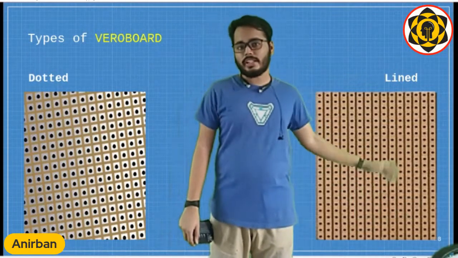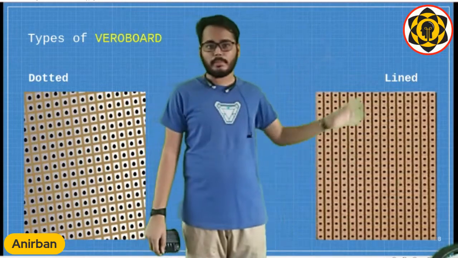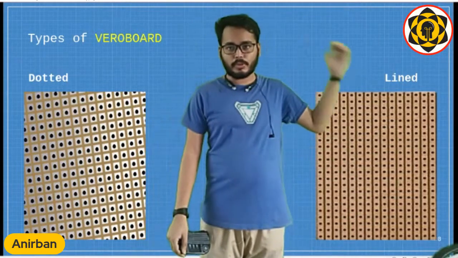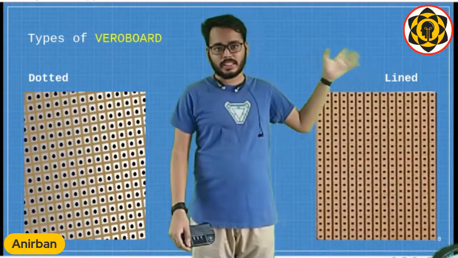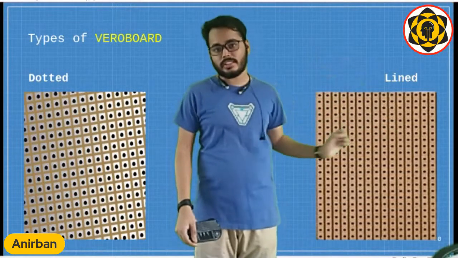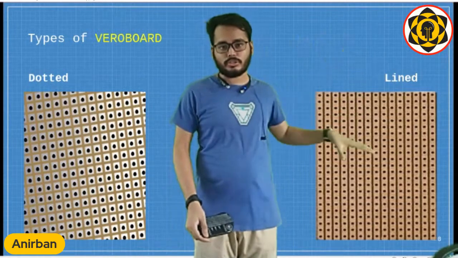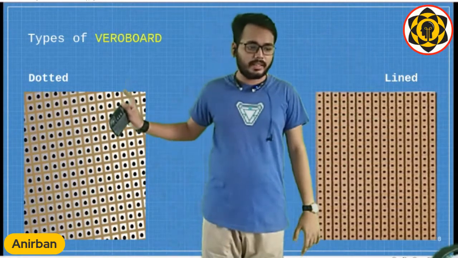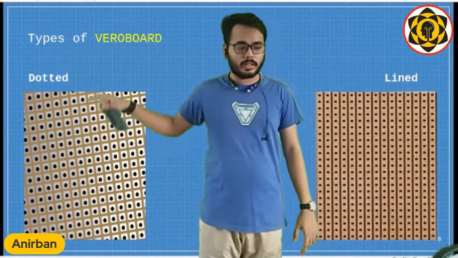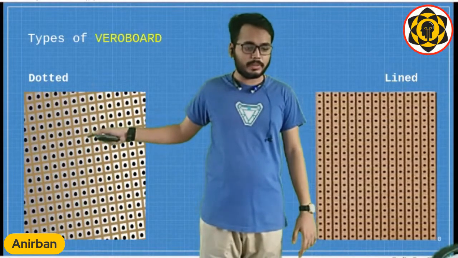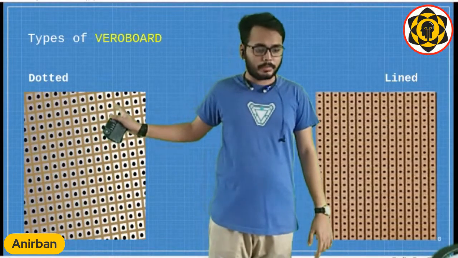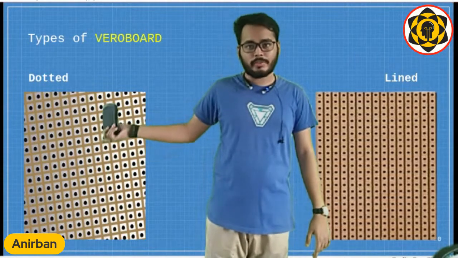So that straight line will now represent the same signal of the wire. So any signal you put anywhere in that line, it will pass through that wire because it's totally shorted. On the flip side, the dotted Vero board gives you more flexibility to connect any point with any other point in whatever manner you want.